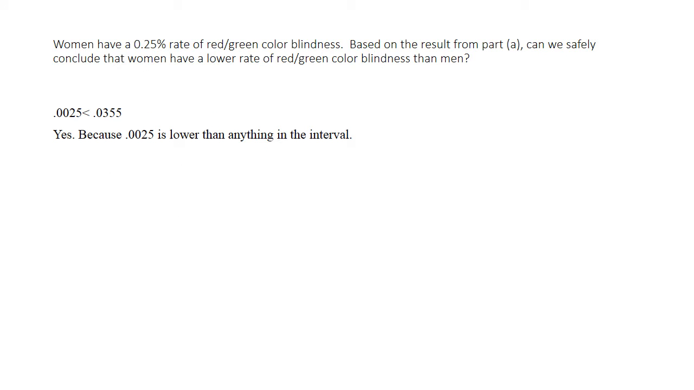The next question states women have a 0.25% rate of red-green color blindness. Based on the result from Part A, can we safely conclude that women have a lower rate of red-green color blindness than men? Our probability was 0.0025, which is less than 0.0355. Because of this, women have a lower rate of red-green color blindness than men.